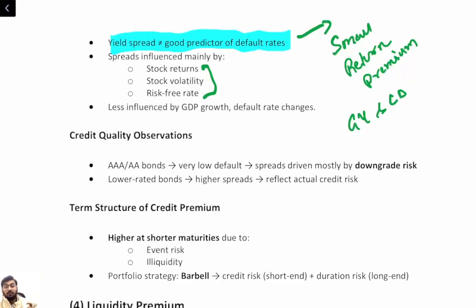Clear? Weak drivers, they will have a low predictive power, like GDP growth, default rate changes. First of all, they take a huge amount of time to actually reflect and to tell us that there is a possibility of higher default. Clear? And sometimes GDP won't tell you about the specific companies who can default in the given time period. Clear?